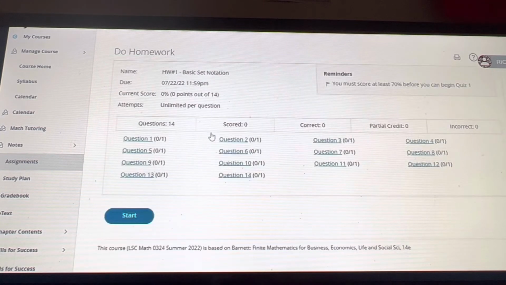So homework 1 is basic set notation. You click that, and notice there are 14 questions total. You don't have to do them in order or even in one sitting. Every time you work on this, it'll save what you have, and you can come back and pick up later. But notice the green flag: you must score at least 70 before you can begin quiz 1.